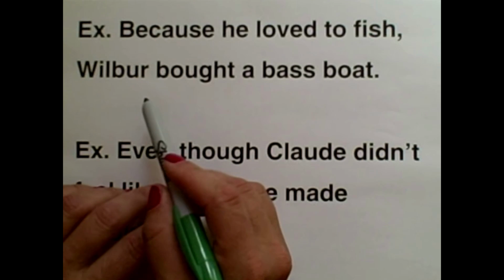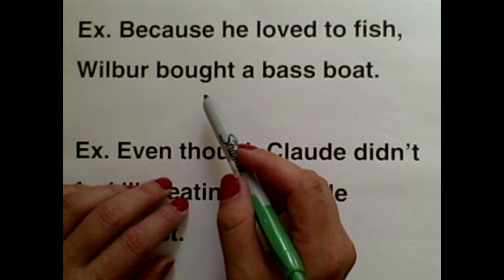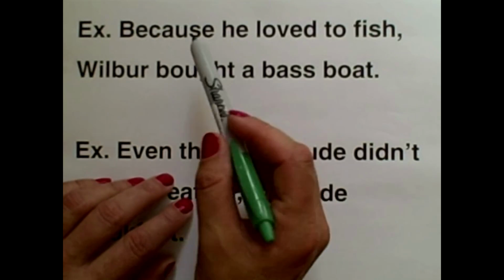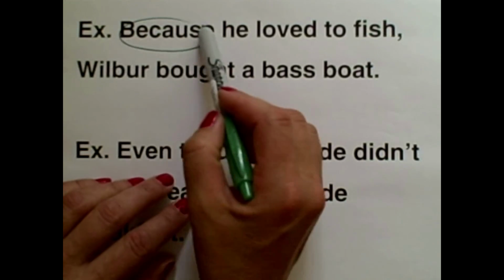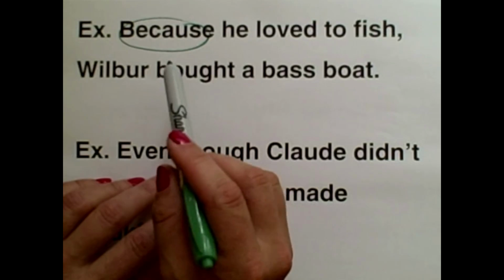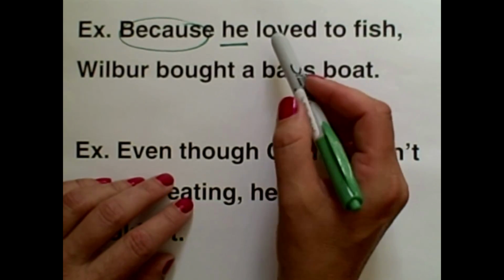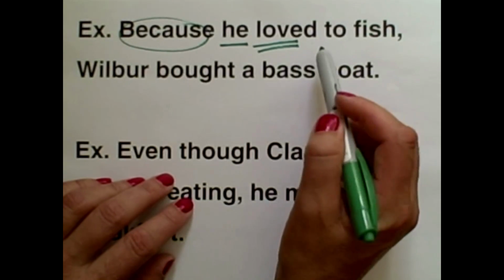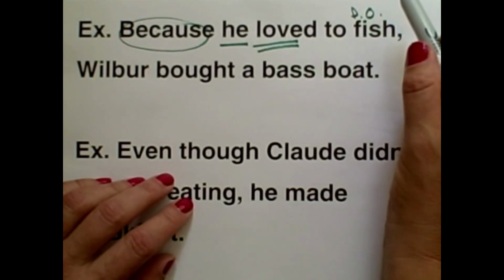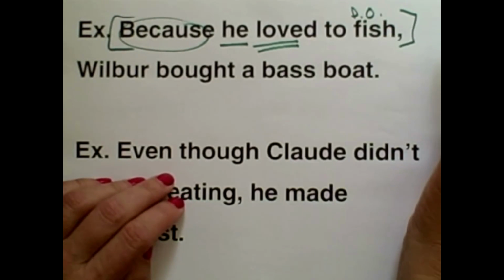Because he loved to fish, Wilbur bought a bass boat. Begin by finding the trigger word, which is always at the beginning of the dependent or subordinate clause. Here it is, because. Now find the rest of the clause. You'll need a subject and a verb. Here we have he for our subject and loved for our verb, with to fish functioning as a direct object. So, because he loved to fish is our adverb clause.